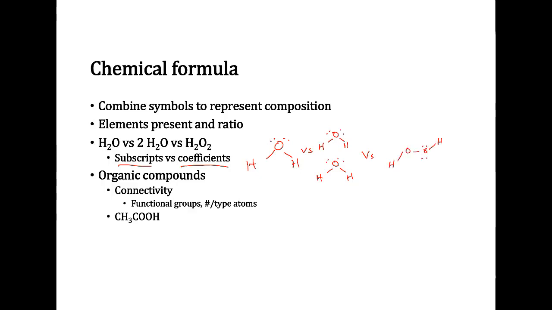So whether we have a coefficient or a subscript really tells us something about how many molecules there are or what the ratio is within that molecule. So remember that subscripts will tell you how many atoms are in a molecule, whereas a coefficient tells you how many molecules.